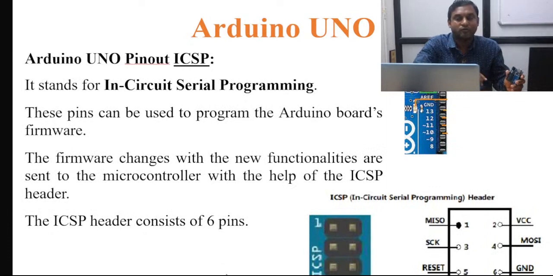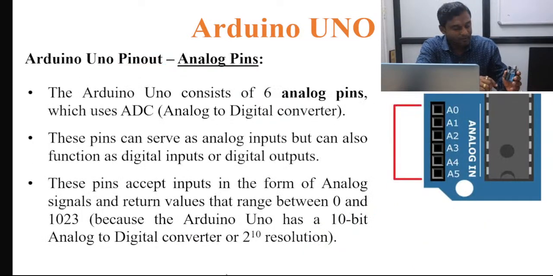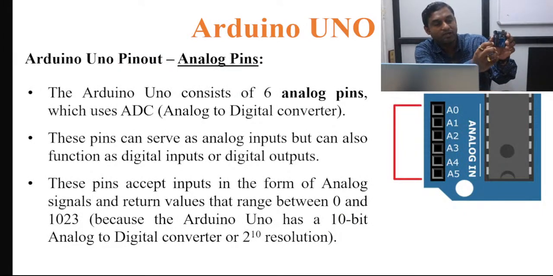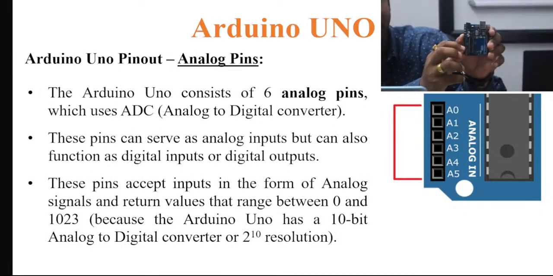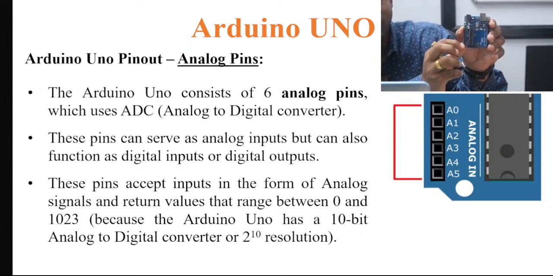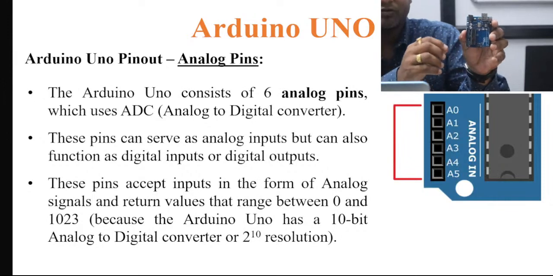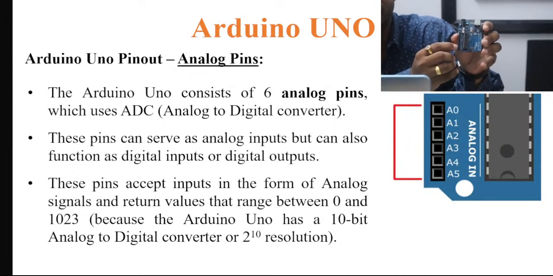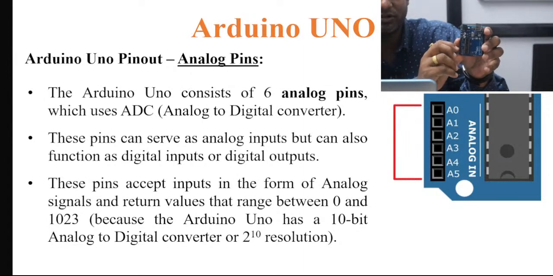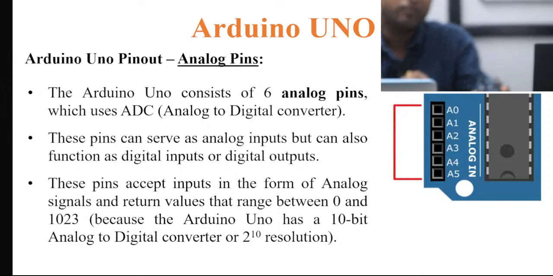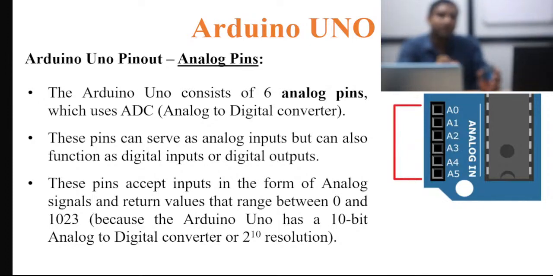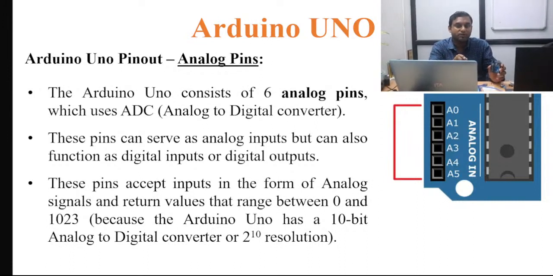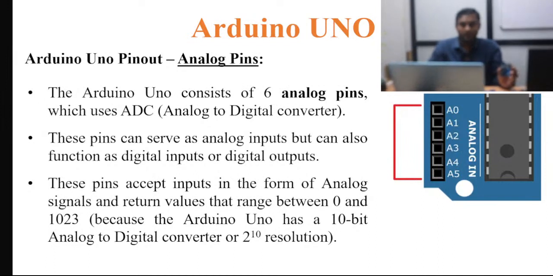As I told, Arduino has 6 analog pins. You can see here it is written A0 to A5. These are the 6 analog pins that use an analog to digital converter to convert the analog signal into digital. Inside this board there is an ADC, and this ADC has 10 bit resolution. So if I am giving a 5 volt supply, this 5 volt will be divided into 1023 steps.